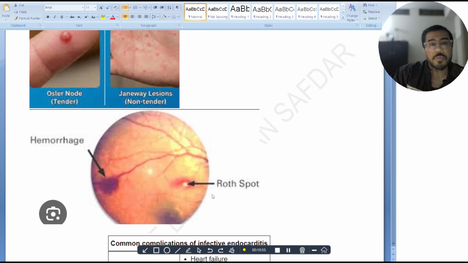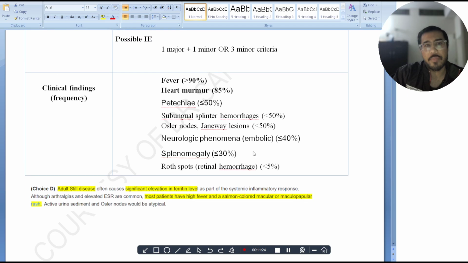So these are Roth spots. How do you identify Roth spots in the retina? The center would be clear, surrounded by hemorrhagic periphery. This is just a plain simple hemorrhage. This is a Roth spot. What is the difference between a hemorrhage and a Roth spot? Roth spot is going to have a central clearing and a surrounding hemorrhage around it. That is what a Roth spot is. It occurs when the vegetations are launched off into the retinal capillaries and they cause a hemorrhage.